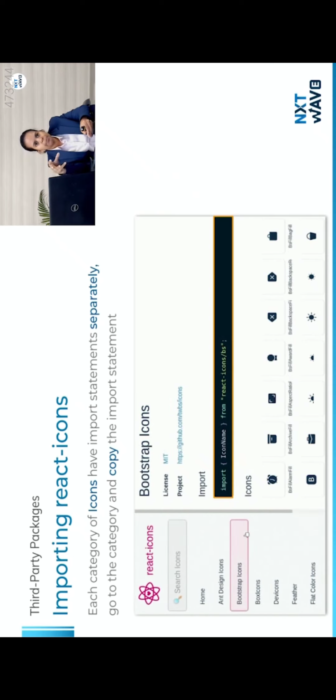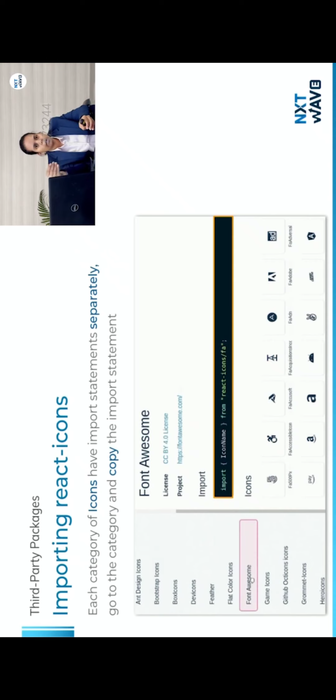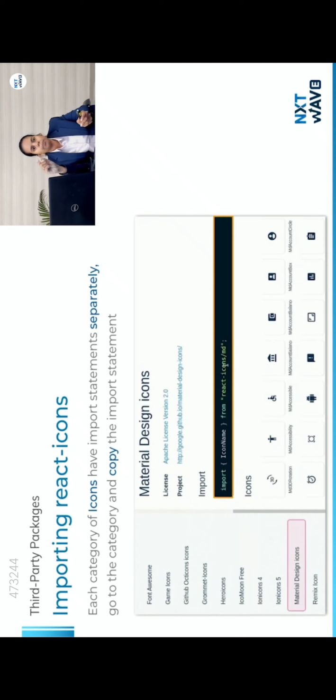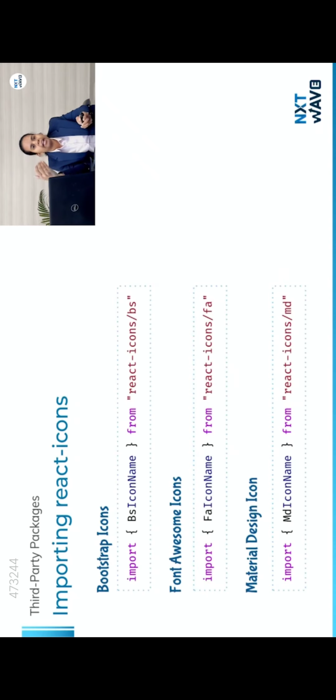So firstly, you need to search for the icon that you want, click on it, copy the name, and then look for the first 2 letters, right? Based on that, you will understand the category. Based on the category, appropriately write the import statement. In case of bootstrap, and font awesome and material design like this. So look for the import statement and appropriately write it, and you can make use of that icon.